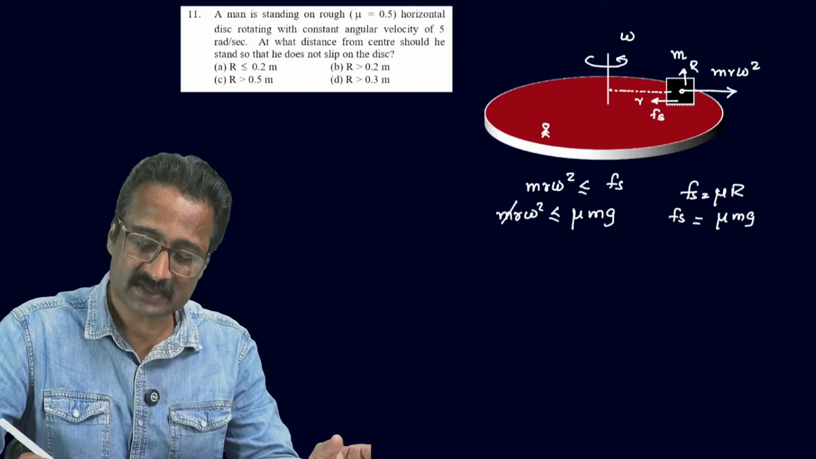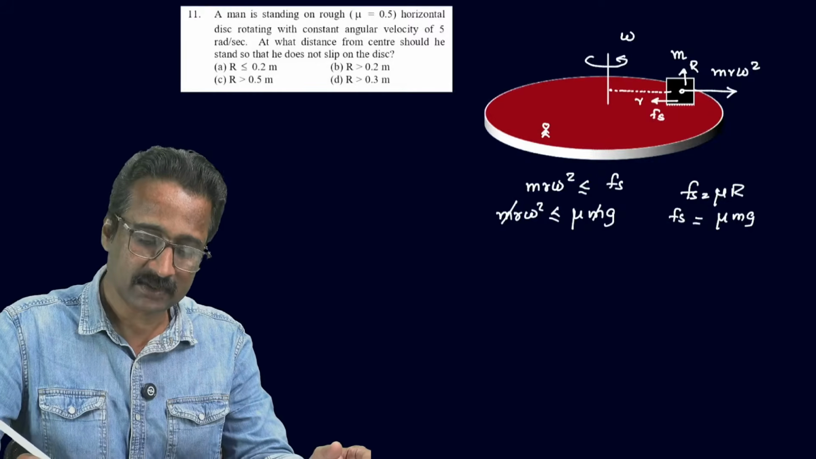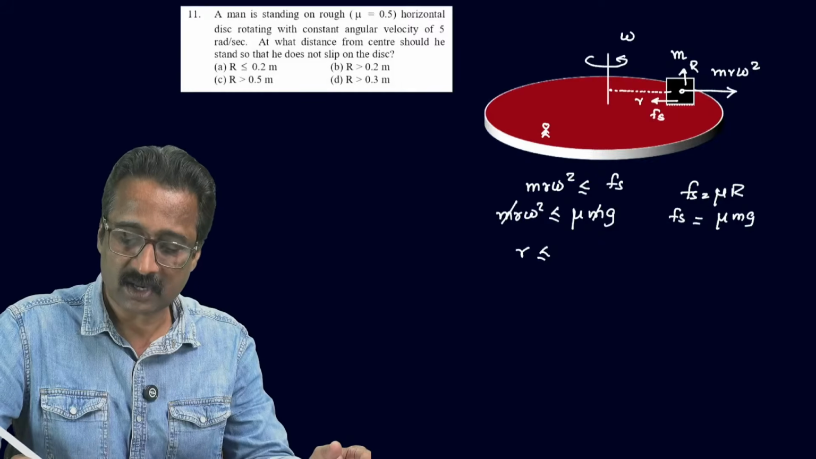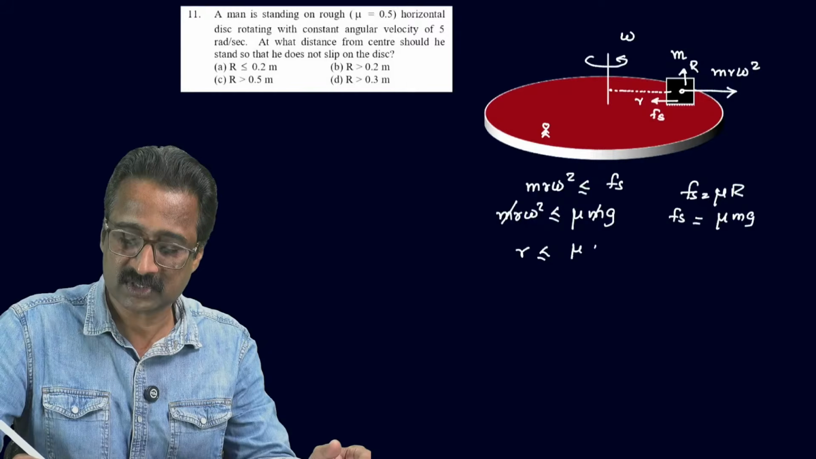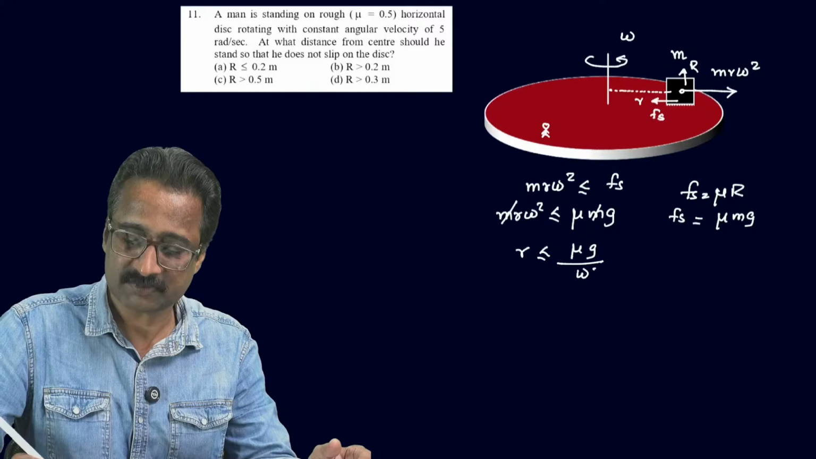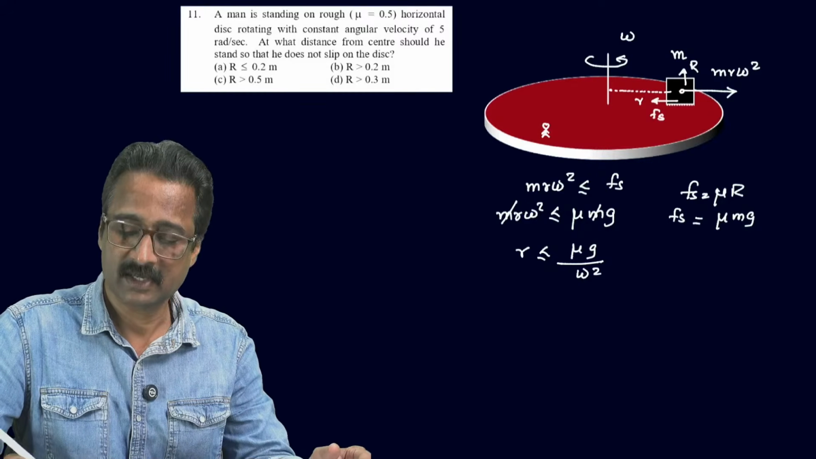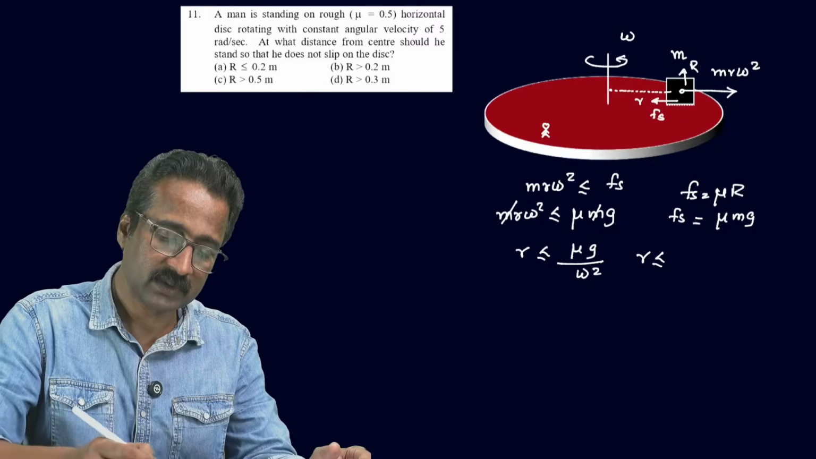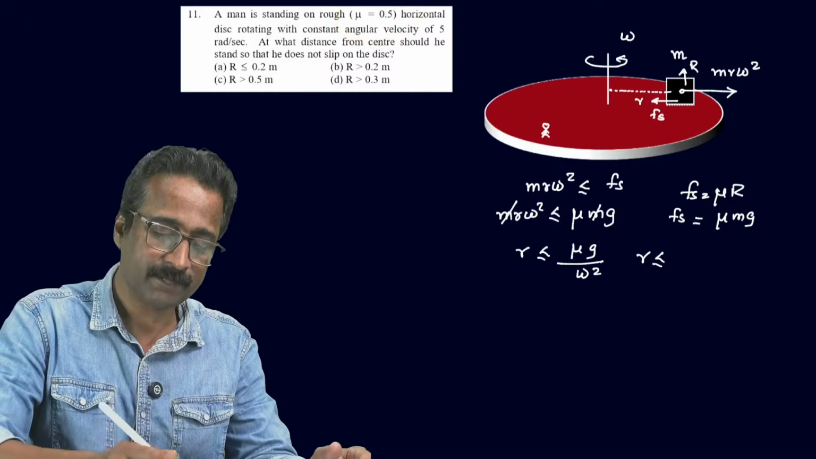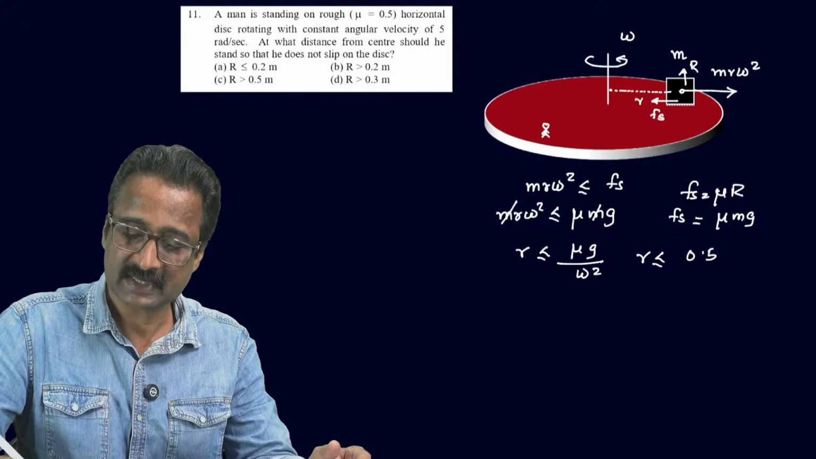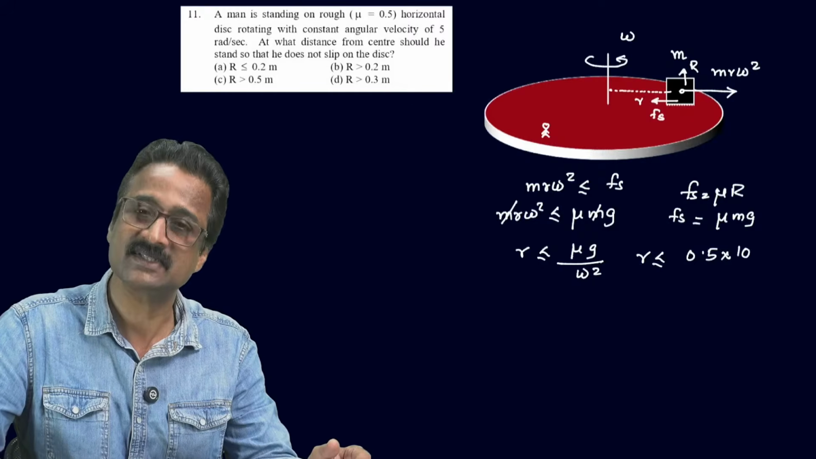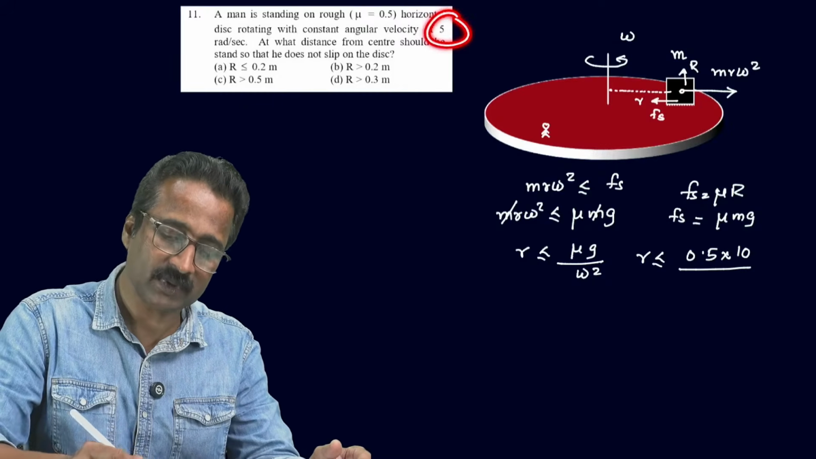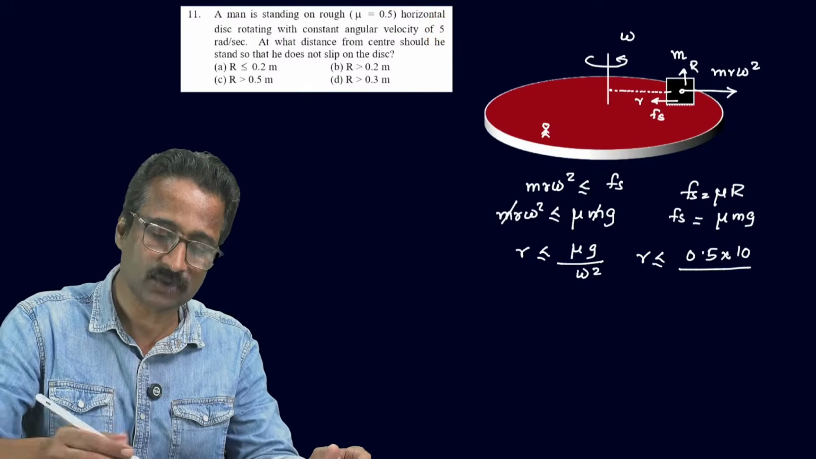Now, I can certainly cancel m here. The question is about what is r. So here is my equation for r. r is less than or equal to mu g divided by omega squared, as per the question. Now finally, I put values. r less than or equal to mu. In the question, mu is said to be 0.5. So that is 0.5 into g, which is taken as 10, divided by omega squared. In the question they say that omega is 5. 5 radian per second is omega.